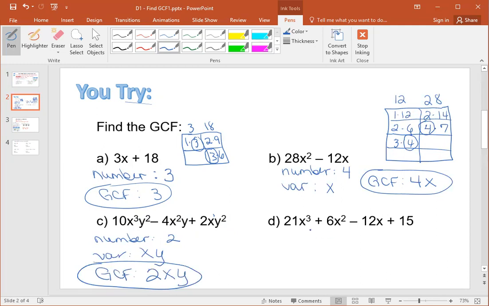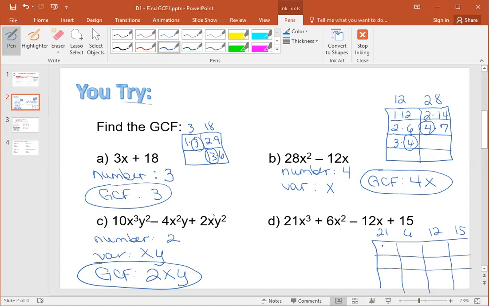Okay. All right, so over here on the last one, now this time we have a lot of numbers. We have 21, 6, 12, and 15. So I know 6 isn't going to work, right? So I might want to do a table, or I could try different factors of 6. So let's see what we've got. We're just going to create a little table here. So we have 21, 6, 12, and 15. So we're just going to create us a table and see what we come up with.